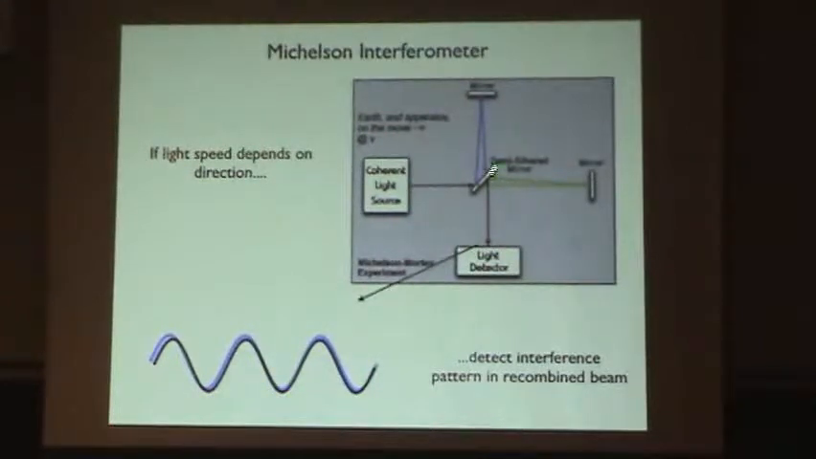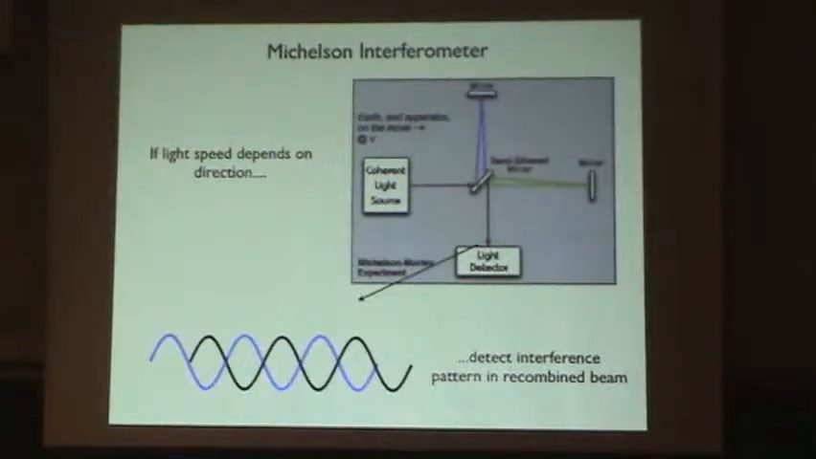But you can imagine that if light moves slower, say in this direction, then the amount of time that light spends traveling along here is greater than the amount of time that it travels along here. And that means that when this light comes back, it's not quite at the same place in its motion. It's displaced a little bit like this. So the light waves don't add up coherently when they come back from here.